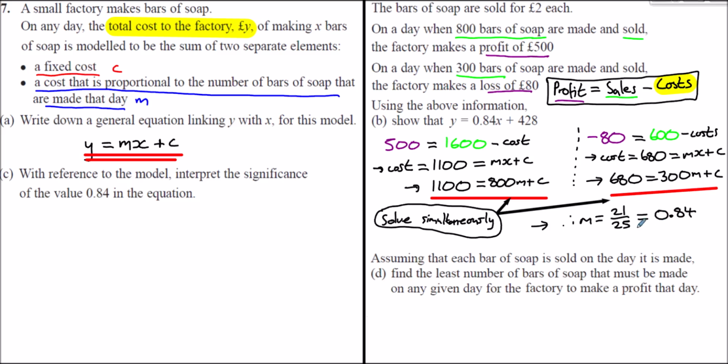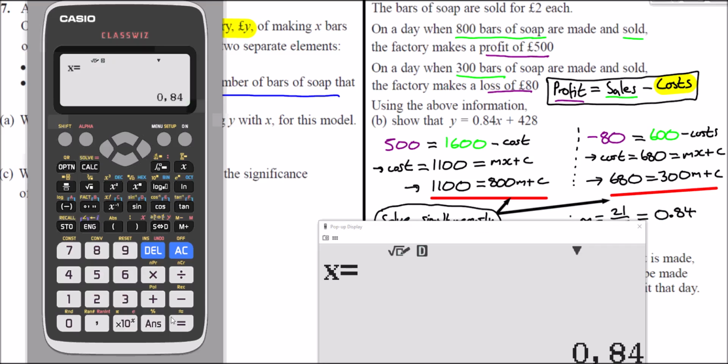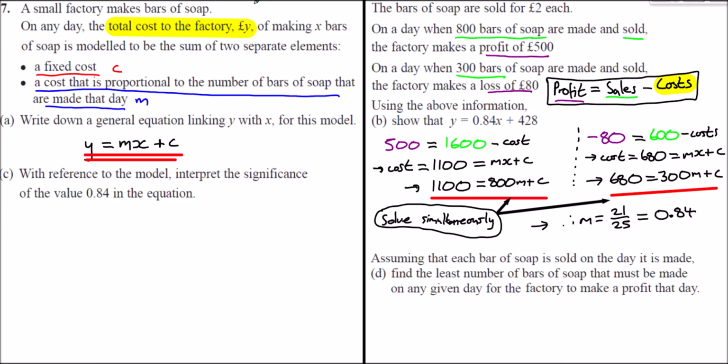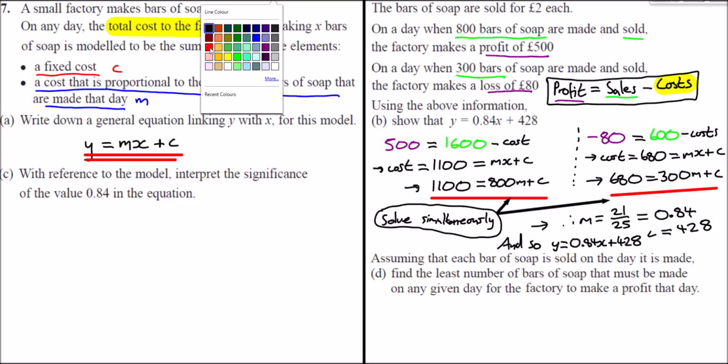So m is 0.84, and then of course if I go back to the calculator, press equals again to get c, it's a relief to see that c is indeed 428. So therefore m equals 0.84, c equals 428, and so, as we wanted to show, y is 0.84x plus 428.